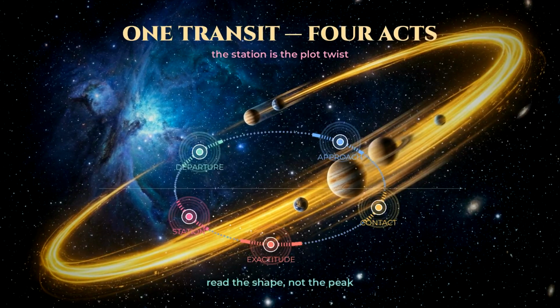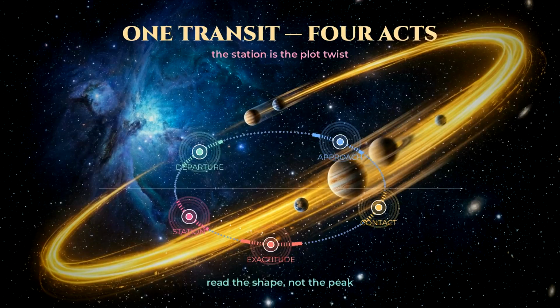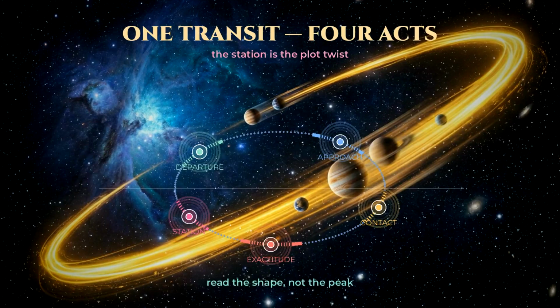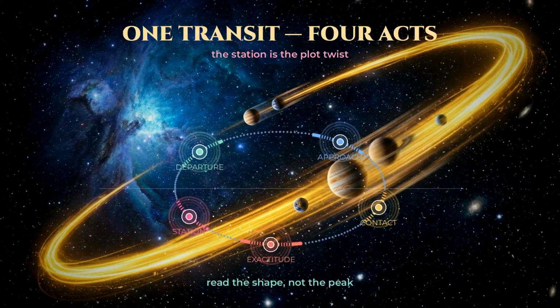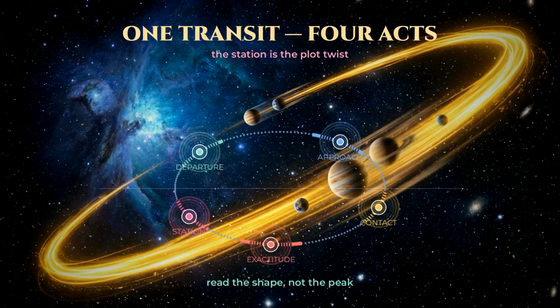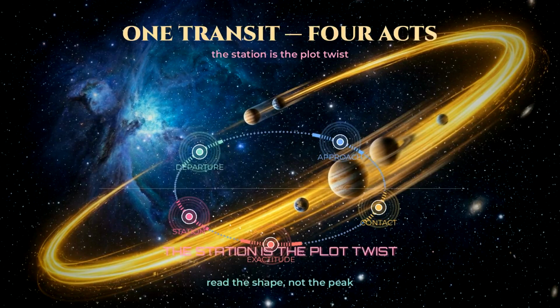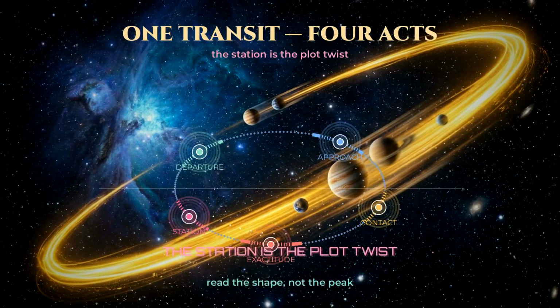But a transit is not weather. It is a story, and every story has 3 acts. Here is the mechanism. Every transit, regardless of the planets involved, moves through 4 narrative phases, and each phase has a different task. Phase 1, the approach. The transiting planet is entering the orb, between 8 and 4 degrees.